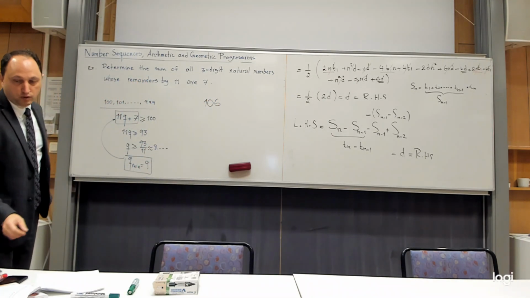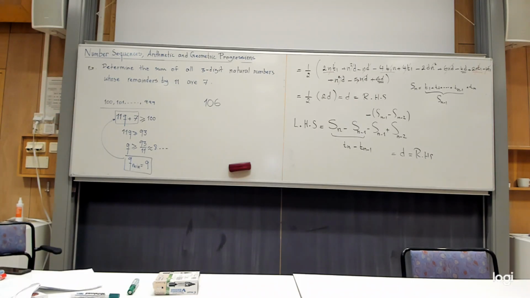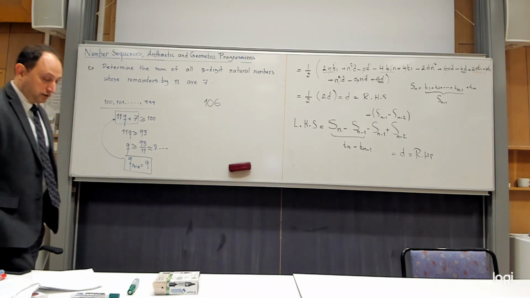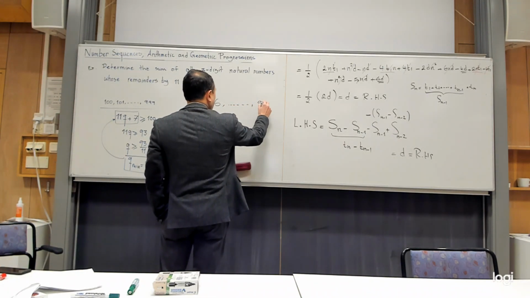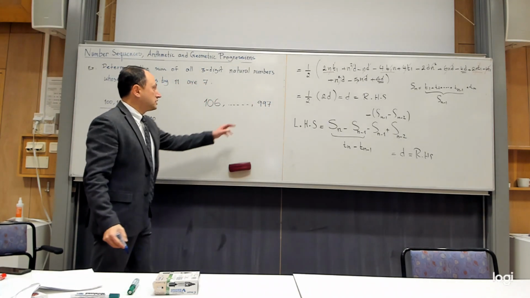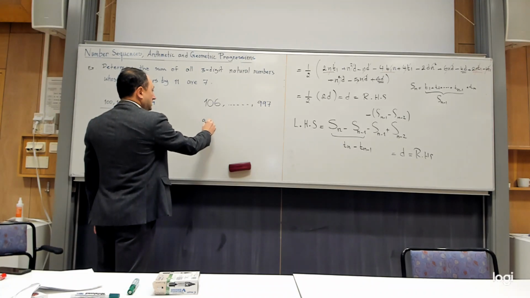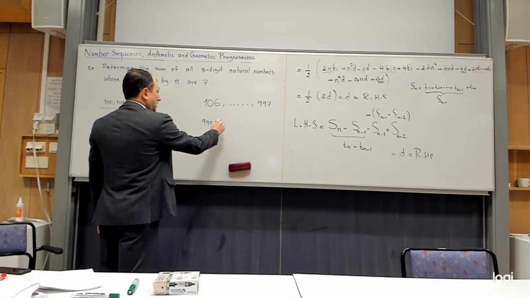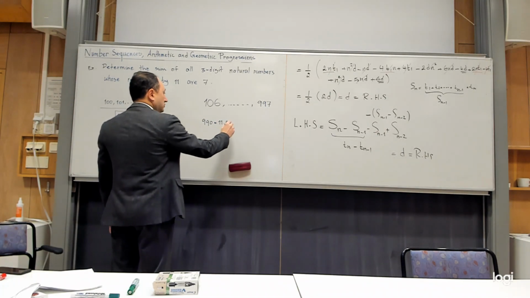I will pause the video and wait for you. I think you know what to do from now on. Okay, what happened? What is the last number in your list? 997, yes? It's clear. The last number in your list is 997. Why is that? Because 990, of course, is 11 times 99. Am I right? Yes? And then you get 7.